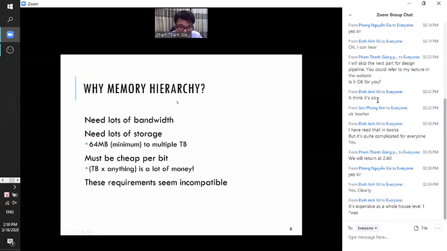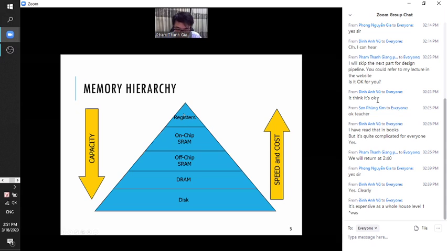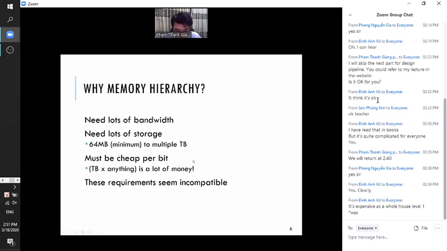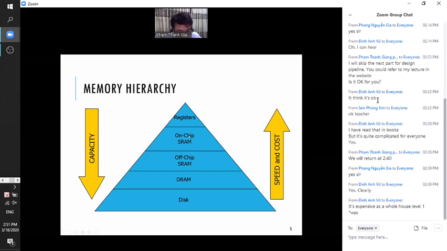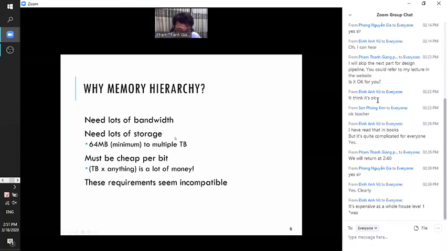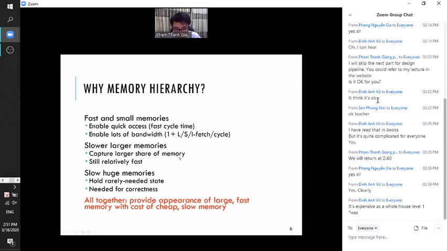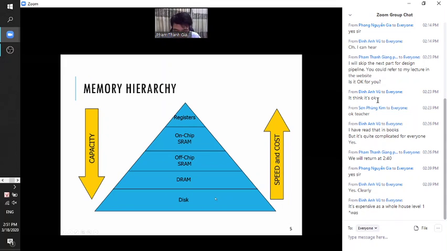So that's why we design the memory hierarchy. We need bandwidth, so we will have registers and cache. But if we want the price to be cheap, we will keep it small. And if we need large storage and a cheap price, we need to pay with speed. So in that case, we use RAM and disk.